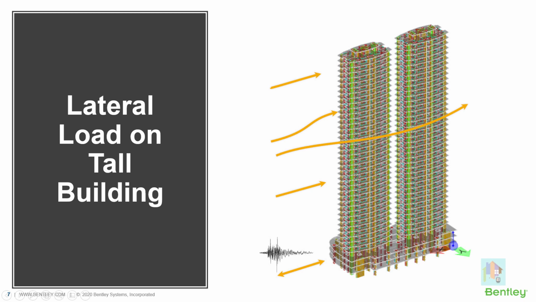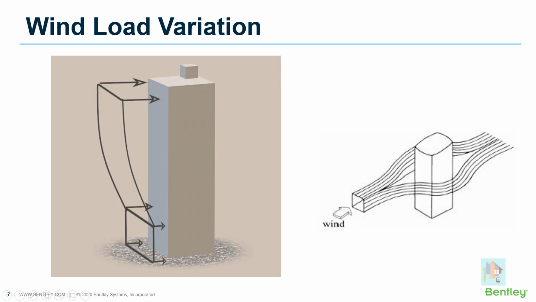First, I want to discuss wind load. We know that wind load varies with height. Near ground, wind force is opposed by the surface friction and also due to the presence of multiple obstacles, including other structures. But as the height increases, wind gradient changes rapidly.